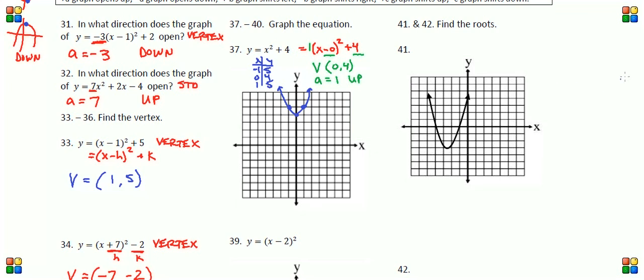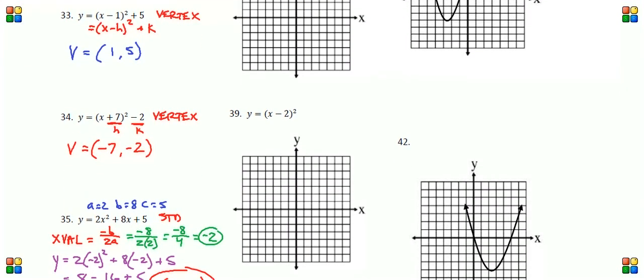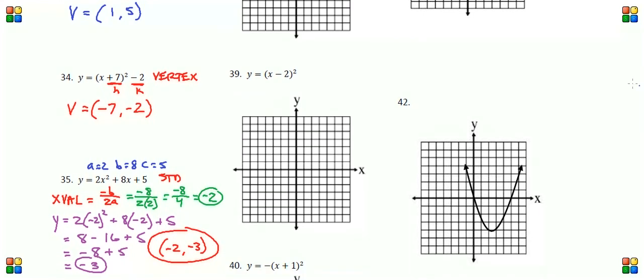Okay, let's take a look at the next one, number 39. 39 is already in vertex form. We don't have a k value, so we can just go ahead and add that. This is just plus 0. Here's our h value. Here's our k value.